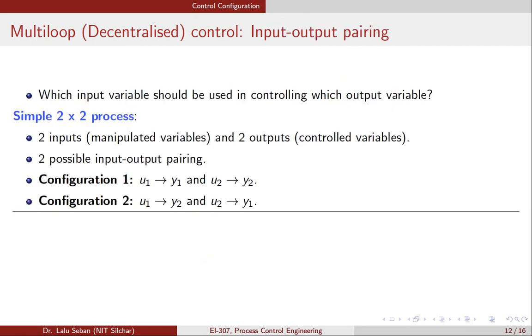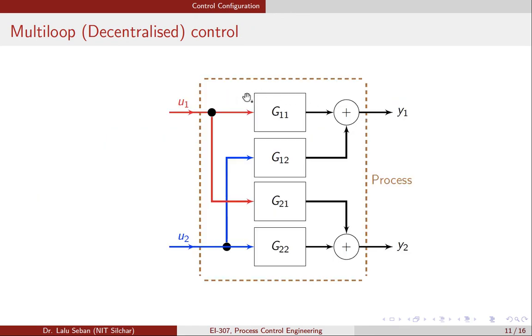Fine. Now the biggest question in decentralized control is which input variable should be used in controlling which output variable. So the question is whether U1 should be used for controlling Y1 or it should be used for controlling Y2. Whether we should go for diagonal pairing or we should go for off diagonal pairing.